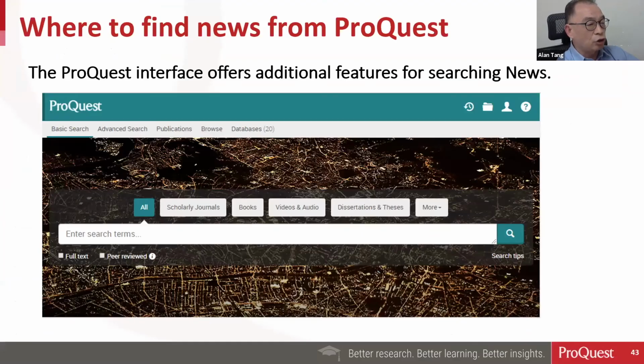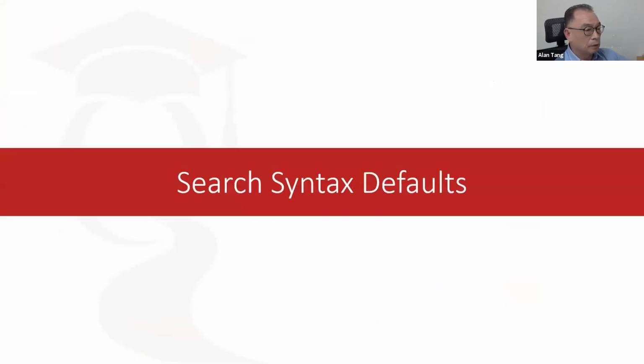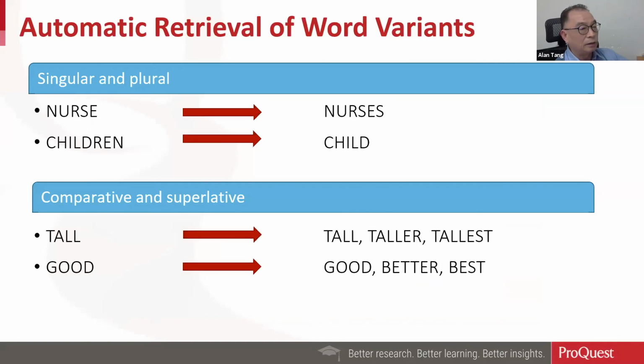And this is the search interface of ProQuest for the quick search. And we also provide a shortcut to search newspapers only, or historical newspapers, or just newswire. Okay, I want to skip the search syntax.